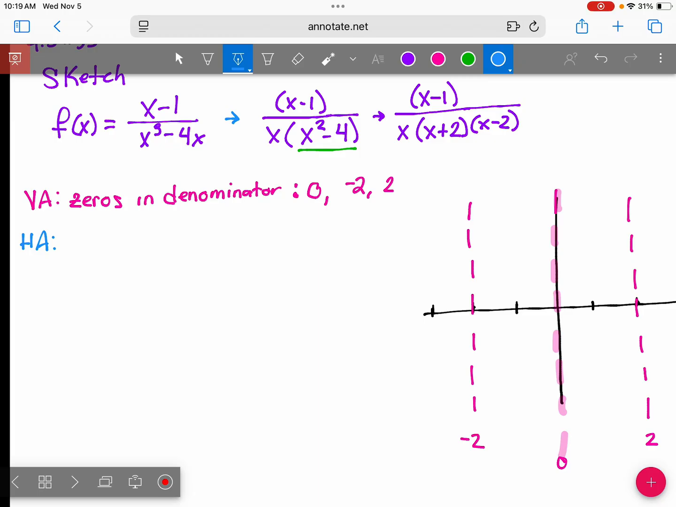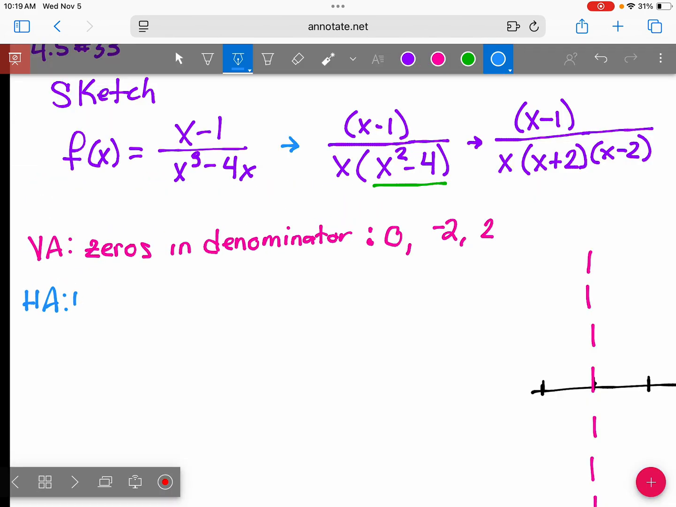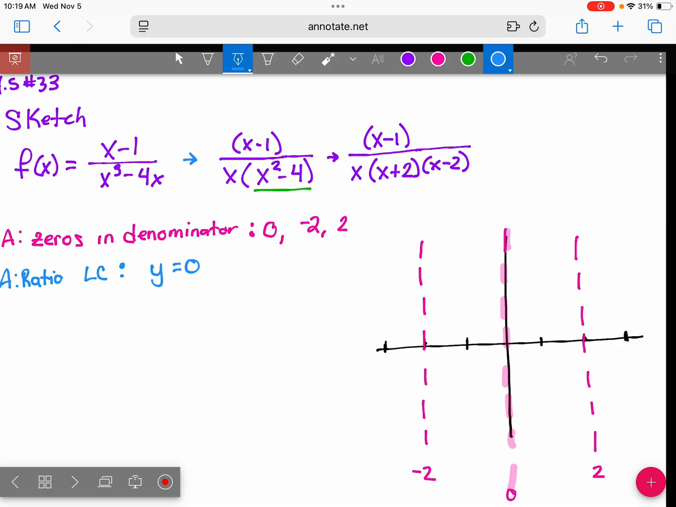Our asymptote's at 0. We can still think of that ratio of leading coefficients, but it has to be of the same degree. So we have 0x cubed over 1x cubed, so we're going to have our horizontal asymptote at y equals 0. So we're going to have our asymptote right there, right on our axis.